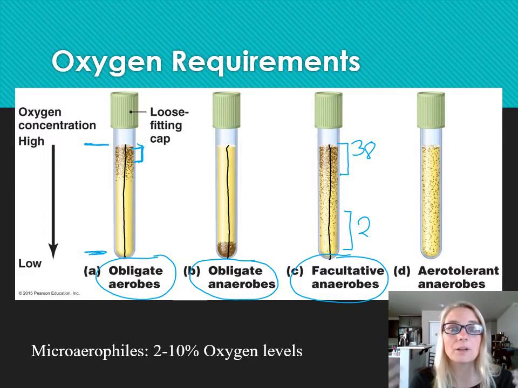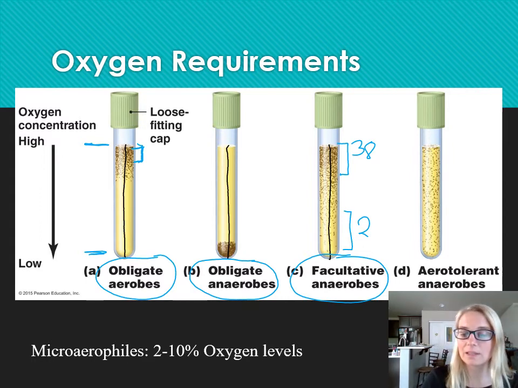So clearly the cells that can make more ATP per molecule of glucose are going to reproduce faster and make more of themselves, whereas the cells down at the bottom are only pumping out 2 ATPs per glucose. They're going to go a little bit slower. So that distribution makes sense based on their oxygen requirements. They can use oxygen if it's there, but if it's not there, they can still function, just slower.